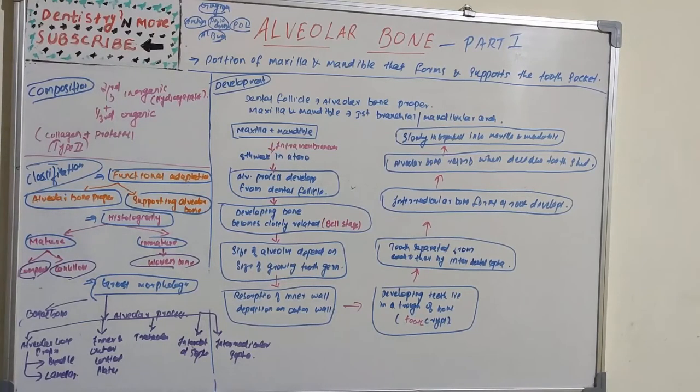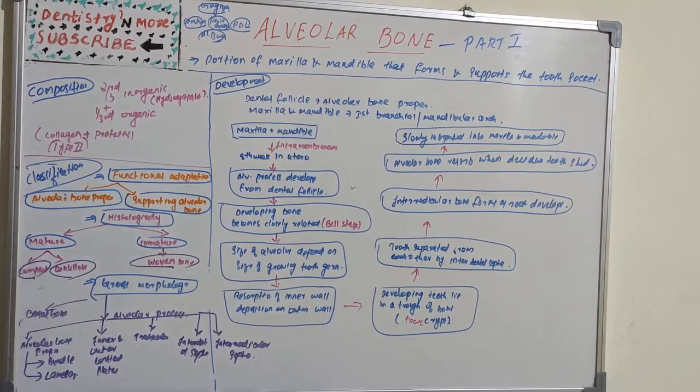We have many classifications of alveolar bone. One is based on functional adaptation. According to functional adaptation, it can be classified as alveolar bone proper and supporting alveolar bone. Alveolar bone proper is just adjacent to the tooth root, and the remaining part is supporting alveolar bone. Another classification is based on histological characteristics. It can be divided into mature and immature bone. Mature again into compact bone and cancellous bone, and immature is woven bone. This is a very important histological classification: mature and immature, mature into compact and cancellous bone, and immature into woven bone.